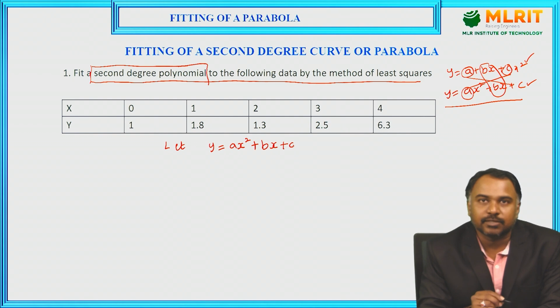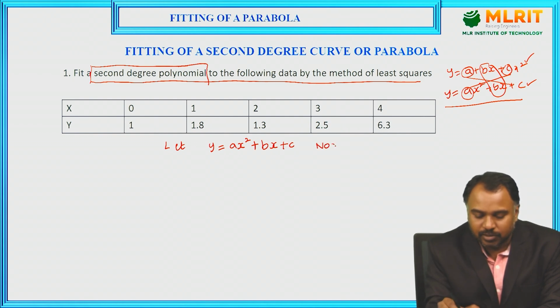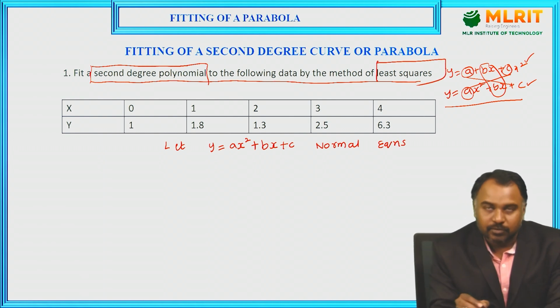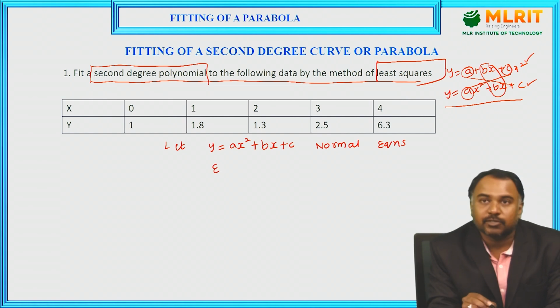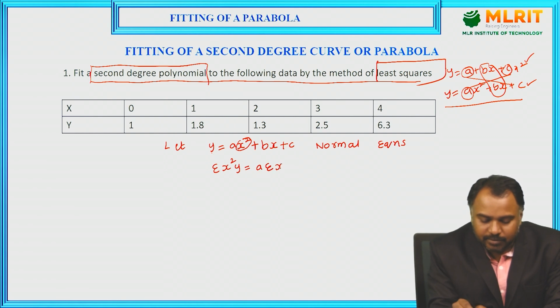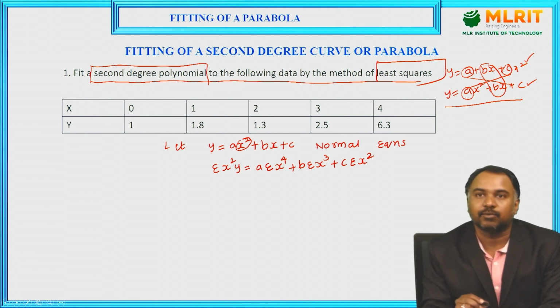If you consider this curve, with respect to normal equations we are going to use the same normal equations. This we are going to get using the method of least squares. So the normal equations are, as I said, the simple trick to remember: the coefficient of a is x square, so we need to multiply with x square. So take the summation x square y equals a summation x square into x square, x power 4, plus b summation x into x square, x cube, plus c summation x square. This is equation number 1.